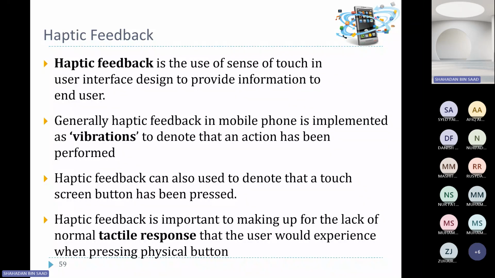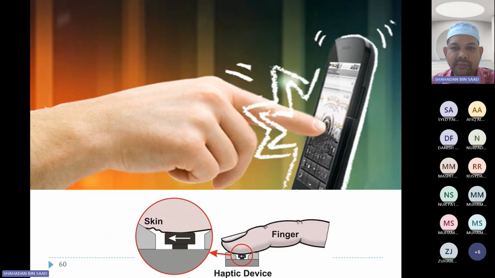Haptic feedback. So it's the use of sense of touch in user interface designed to provide information to end user. Generally, haptic feedback in mobile phone is implemented as vibration to denote that an action has been performed. Haptic feedback can also be used to denote that a touchscreen button has been pressed. Haptic feedback is important to make up for the lack of normal tactile response the user would experience when pressing a physical button. Okay, screen ada haptic device. Right.